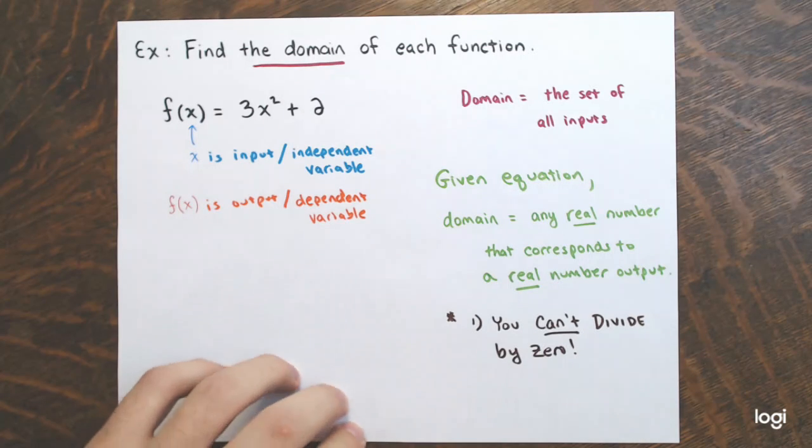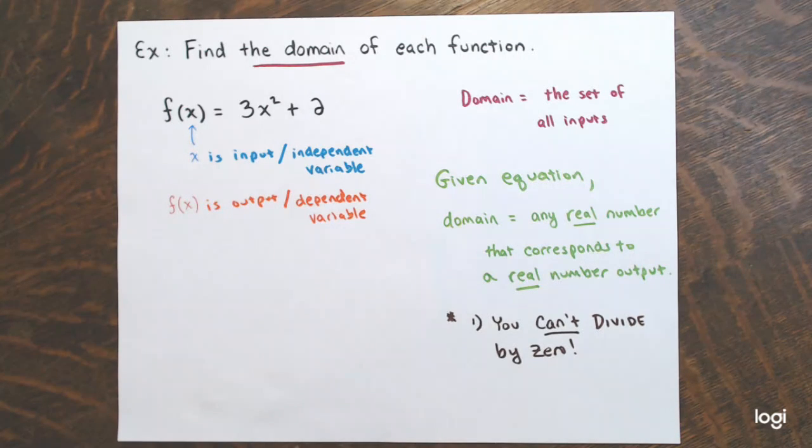Alright, so if there's ever a denominator with a variable in it, I'm going to try to determine, are there any values, any inputs, any arguments I could plug in that would make this denominator zero. If there are, then that value that I plugged in is not a part of the domain.